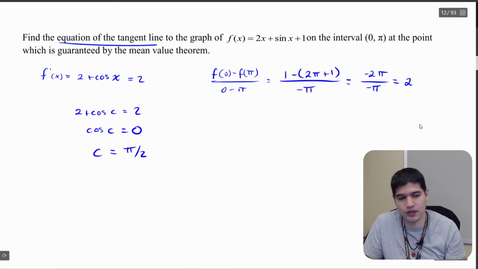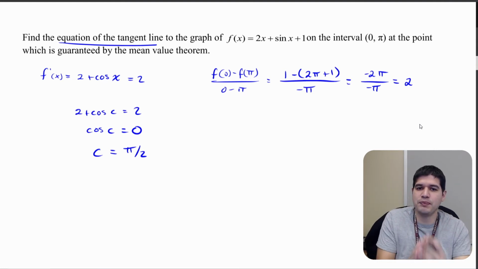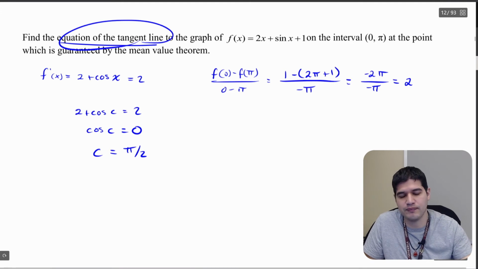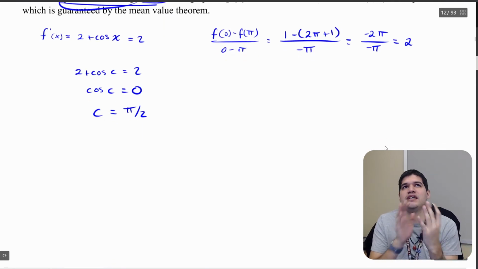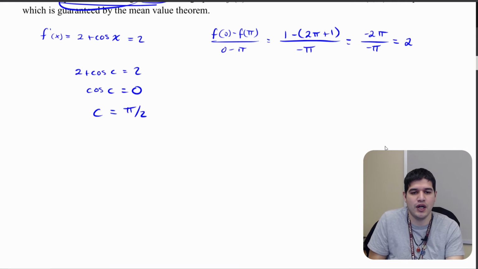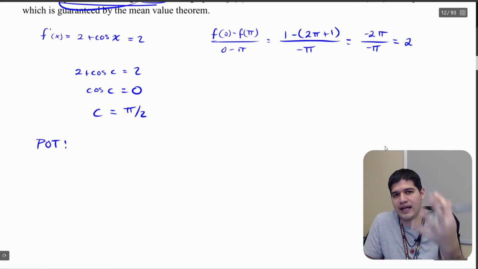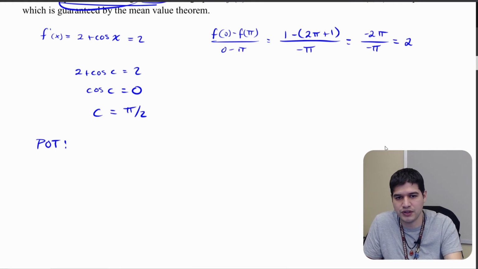But I'm not done. So I found the guaranteed value, but I still need to come back and find that tangent line, okay? So what are the things that we always need for a tangent line equation? Well, we need the point of tangency. Well, we have that x value. We know that the x value that's guaranteed for us is pi over 2. So we need to find f of pi over 2 so we can find that y value.